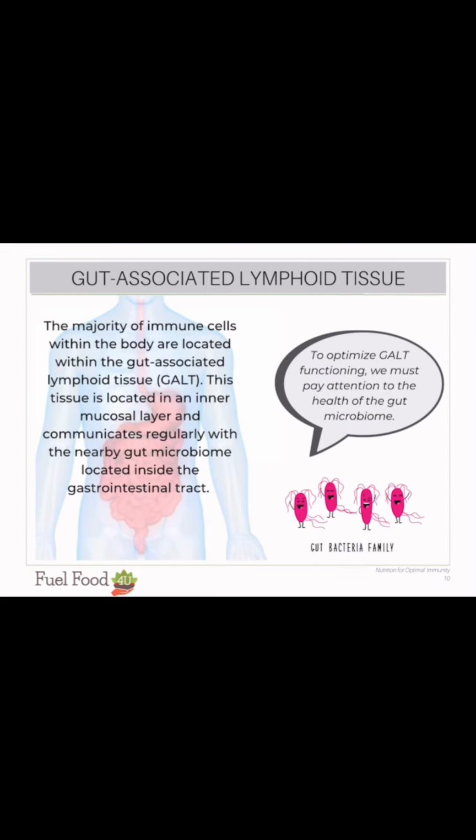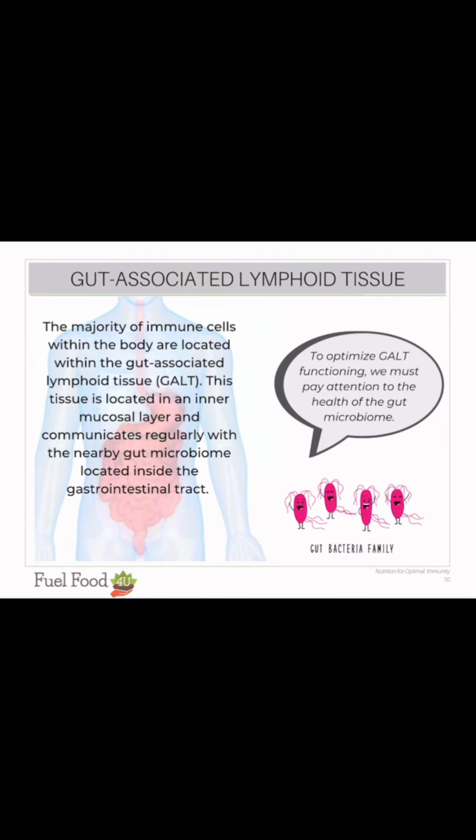Gut-associated lymphoid tissue, also known as GALT, is where the majority of the immune cells are located in the body. This tissue is located in an inner mucosal layer and communicates regularly with the nearby gut microbiome located inside the gastrointestinal tract. While GALT and your microbiome reside in different areas of your gastrointestinal tract, there may be cases where GALT immune cells come into direct contact with the gut microbiota or nutrients, for example, leaky gut.